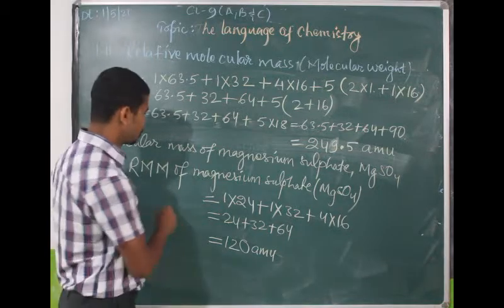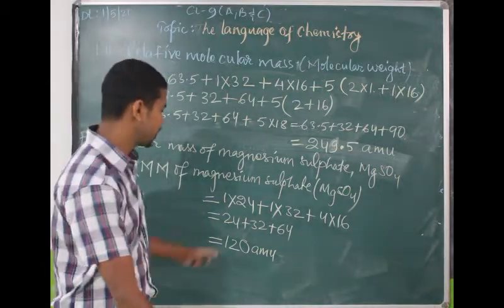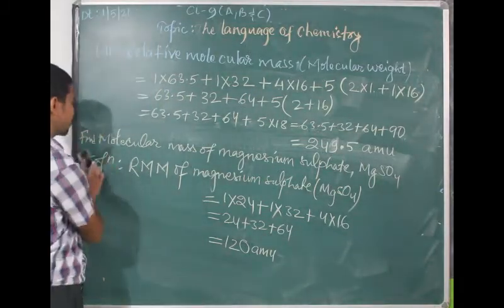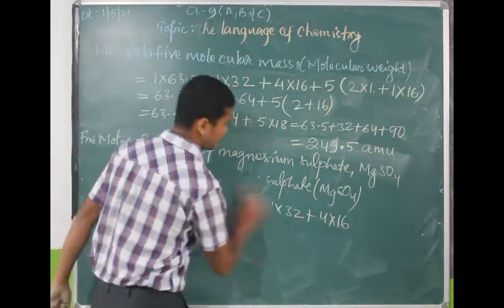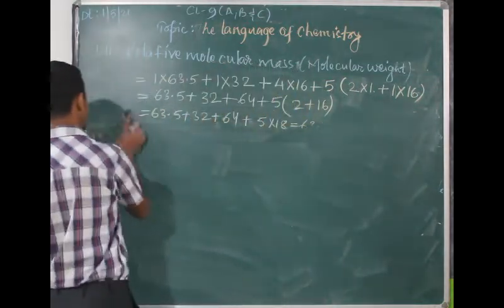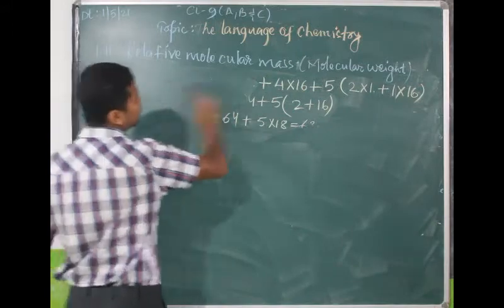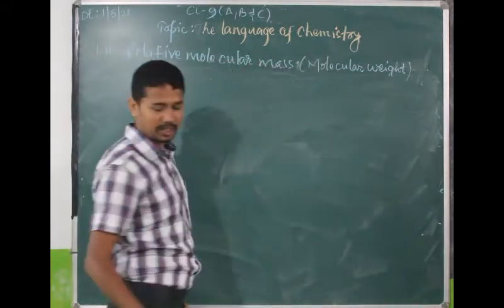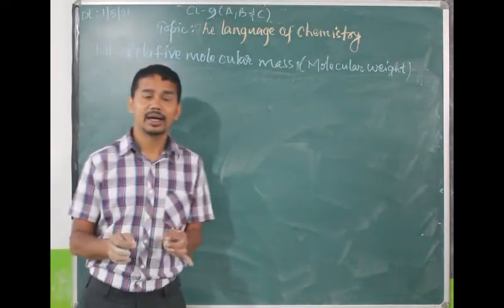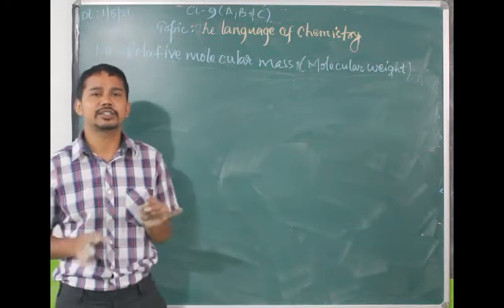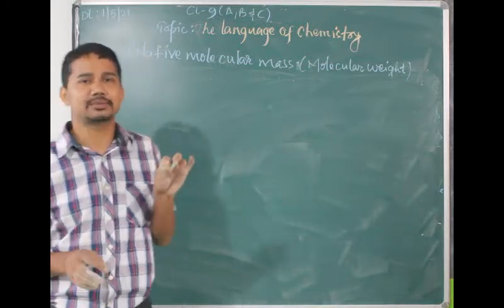Yeah. So the relative molecular mass of magnesium sulfate is 120 AMU. This is the way you find molecular mass. Let me repeat, what is molecular mass? Molecular mass is the sum of atomic masses of all the constituent atoms of that molecule.